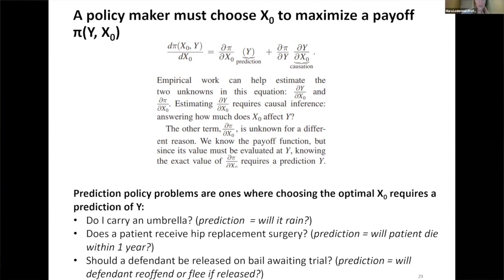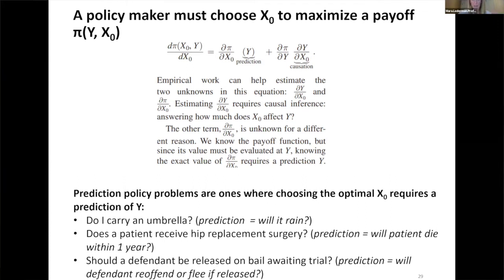Does a patient receive hip replacement surgery? So we know how hip replacement surgery impacts patient outcomes. We know the cost of it, but the challenge is you don't want to give this surgery to anybody who's going to die within a few months of the surgery, both because it's expensive and because the first few months after the surgery are very unpleasant. And so knowing whether to give a particular patient this surgery depends on our prediction of how long they're going to survive.